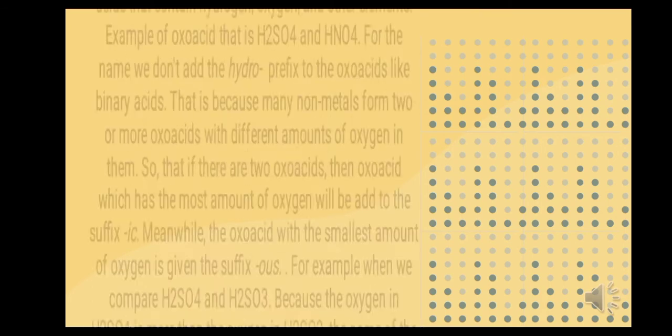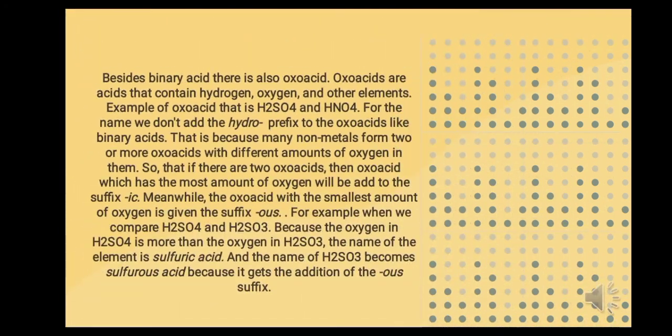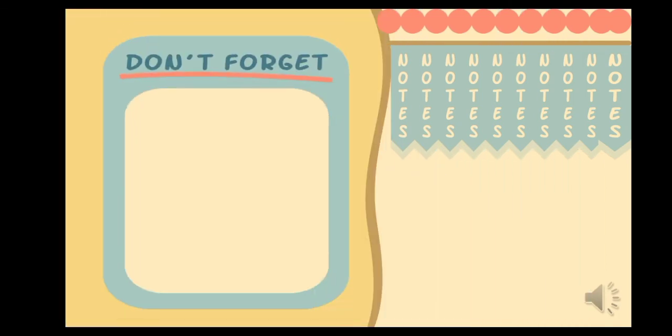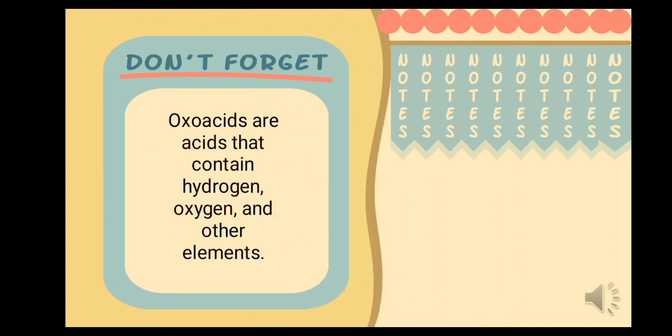Next, we can look at my third paragraph. The main idea of this paragraph is the naming of oxoacid. We know that oxoacid is an acid that contains hydrogen, oxygen, and other elements. Usually, the amount of oxygen in oxoacid is more than 1.